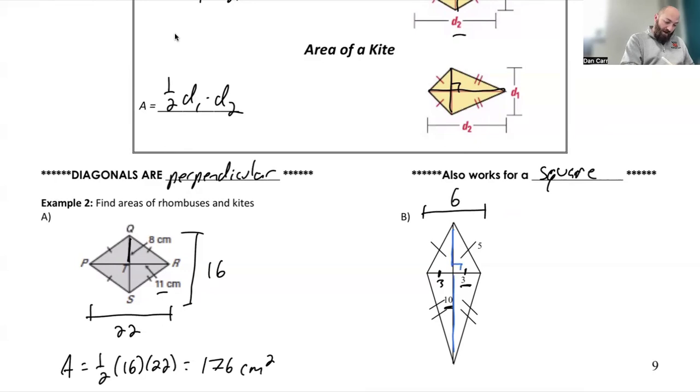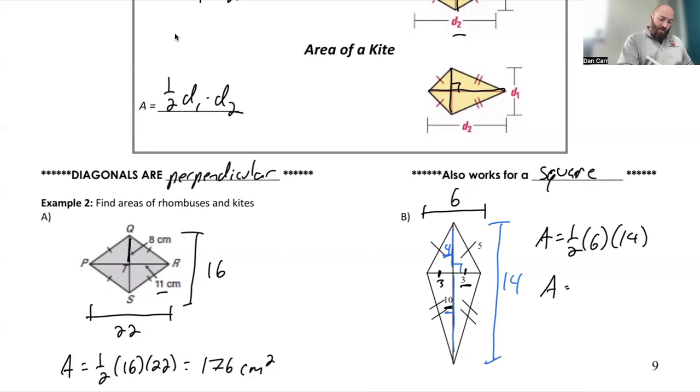But I do have perpendicular diagonals. So that means I have a right triangle here. Same thing as before, I'm going to use the Pythagorean theorem to find that missing piece, which is this length. Because it's a 3 and a 5, I already know off the bat this is going to be a length of 4. So the diagonal here is 4 plus 10, giving me 14 for my second diagonal. Now I can do area equal to 1/2 of 6 times 14. That's going to turn into 42, and it's just going to be square units in this case.